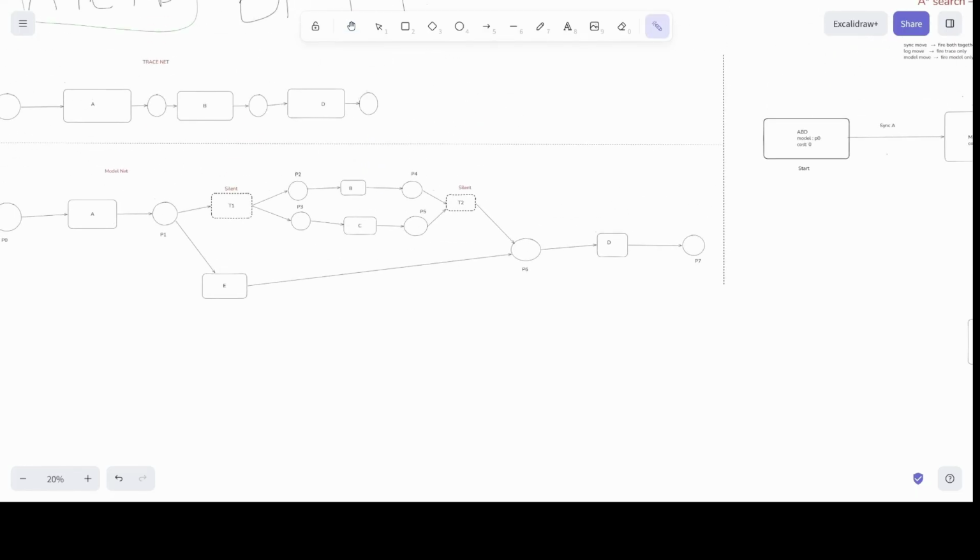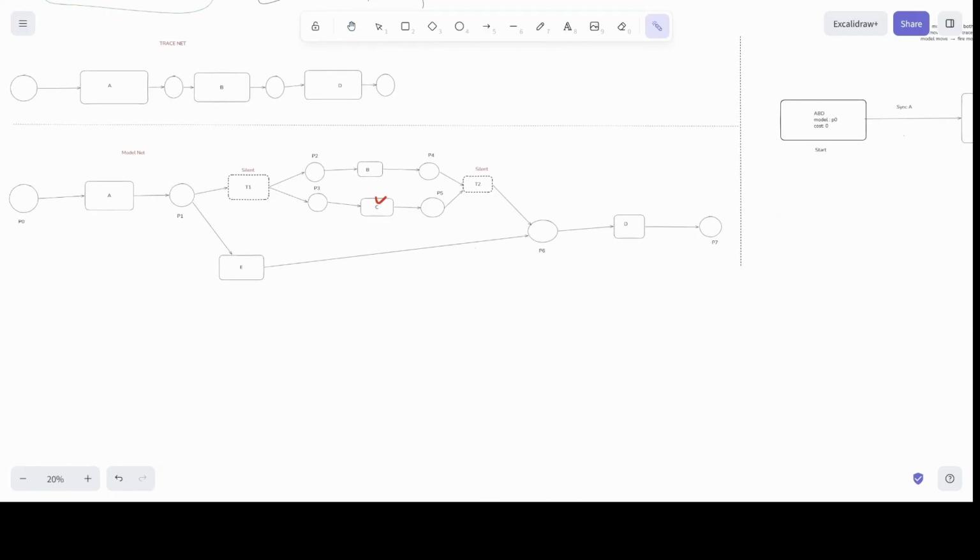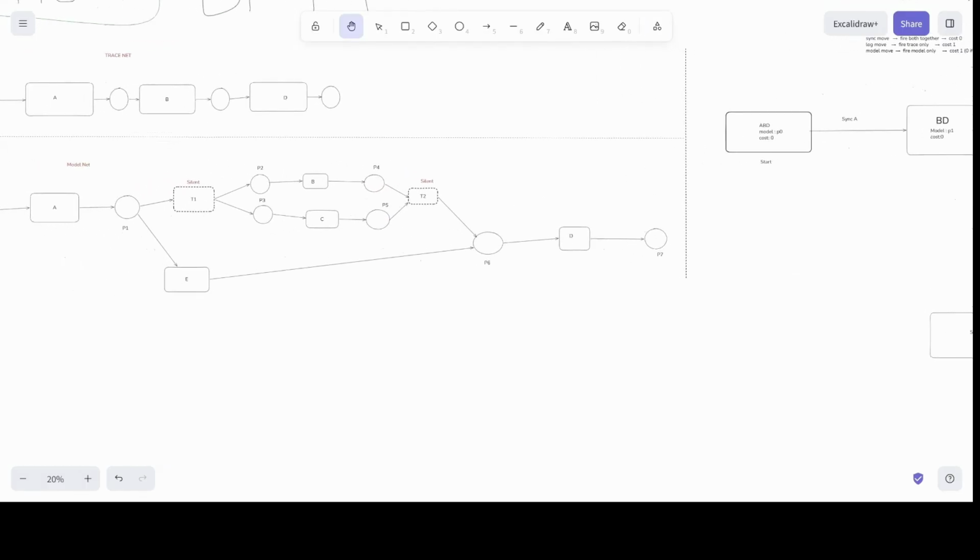But the problem is that we only have D in our trace. We already consumed A and B, but we only have D. So this is going to be what we call a model move. And C here is not a silent transition, of course, so this is going to cost us 1. We are forced to do the transition of C, because otherwise T2 will not be able to fire, and T2 needs a token here and a token here. So we're going to be forced to do a model move, and that's going to cost us 1.